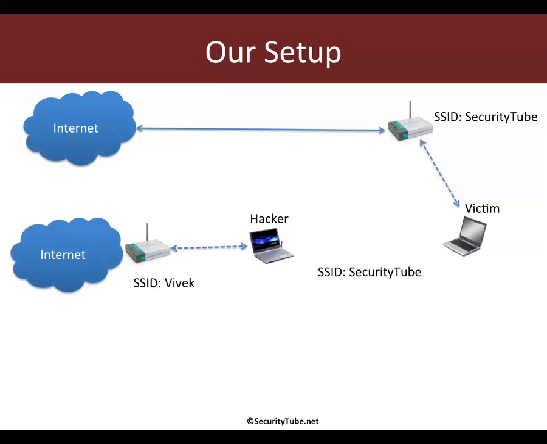Now let's look at our setup, which we will create right now. What we are going to do is a simple hybrid setup which will give you a taste for everything. The victim is connected to SecurityTube, and in this case the hacker is advertising the spurious SecurityTube SSID. He is in turn connected to the access point with SSID Vivek, which has access to the internet. If I would like to simplify this, I might just have the hacker connect here and send traffic through this one, but I just wanted to take a slightly more complicated setup to show you the basic principles.